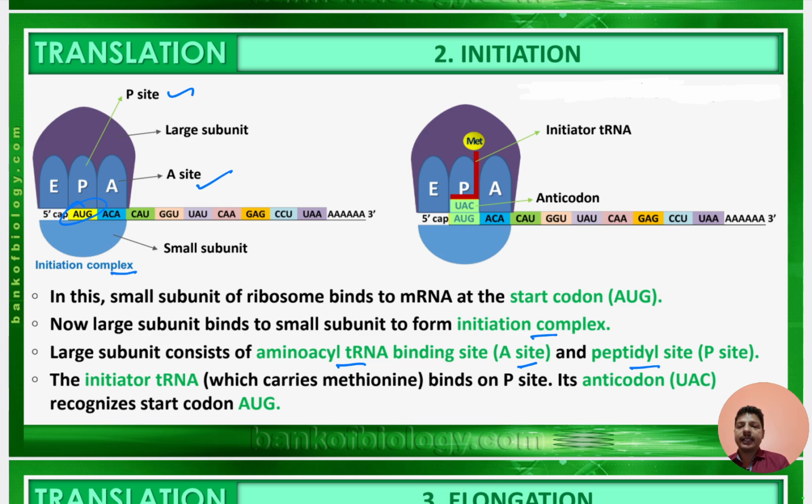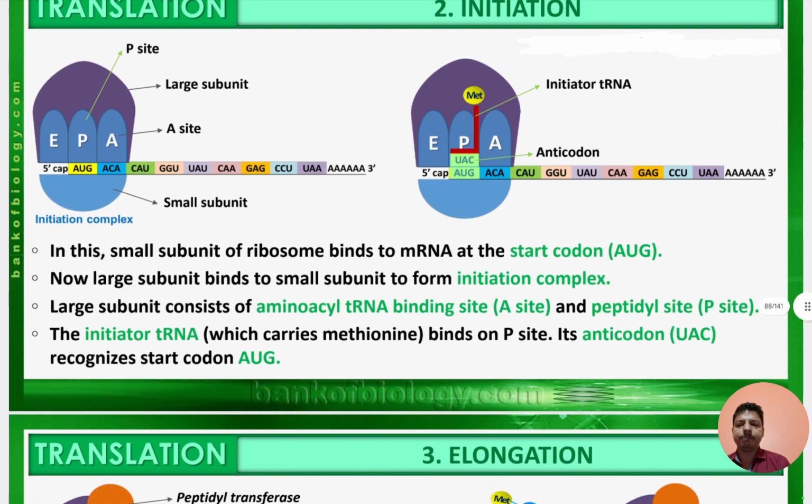The initiator tRNA which carries methionine binds on the P site. Its anticodon UAC recognizes the start codon AUG. Anticodon UAC, start codon AUG. The initiator tRNA and methionine are attached. You can see it in the diagram.